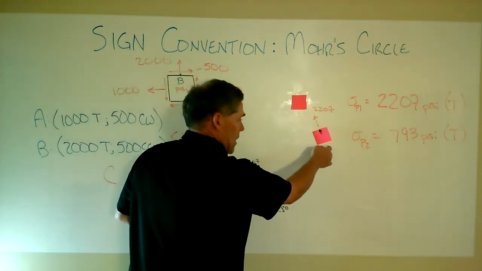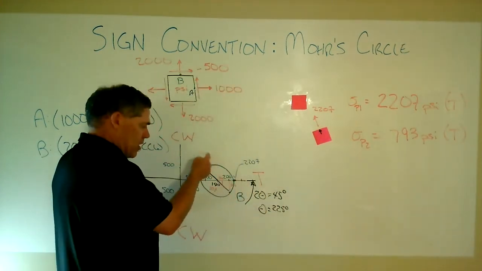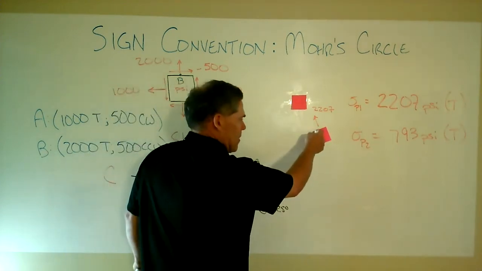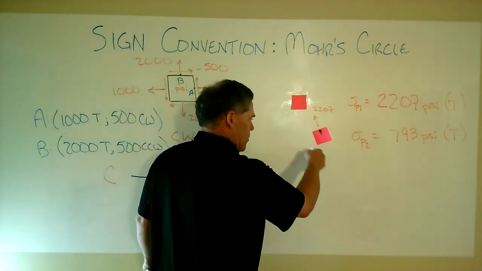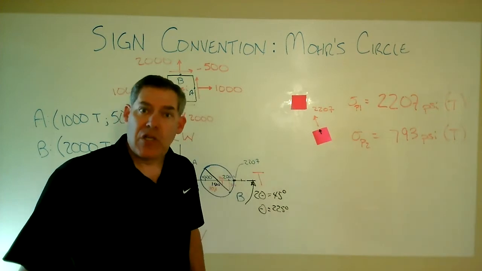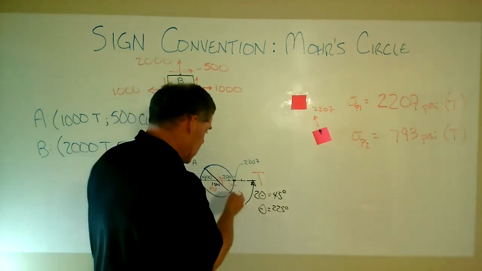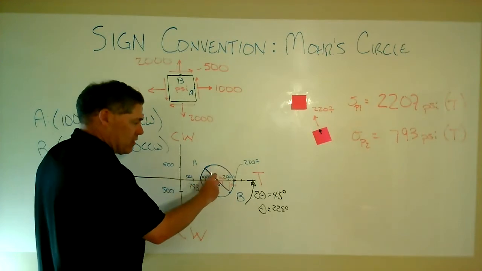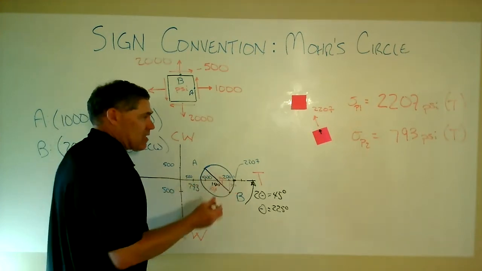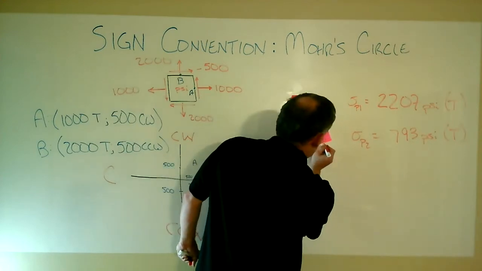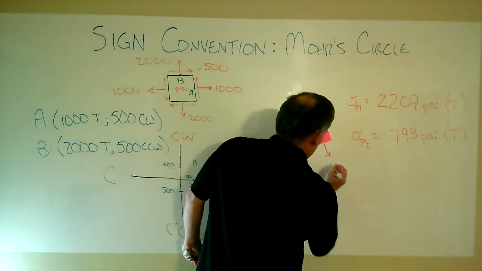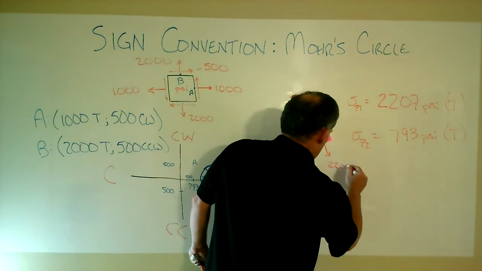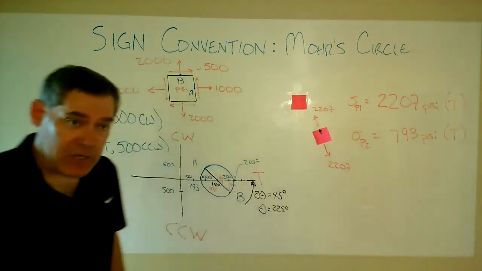Now, if I want to get to the opposite one on Mohr's circle, I go all the way around. How do I know that? Well, from here to here, the outward normal swings 180 degrees. 2 times 180 is 360. So in Mohr's circle, I sweep from that point all the way around 360 degrees, end up at exactly the same point, and there's your 2207. We have to have that for equilibrium, right?